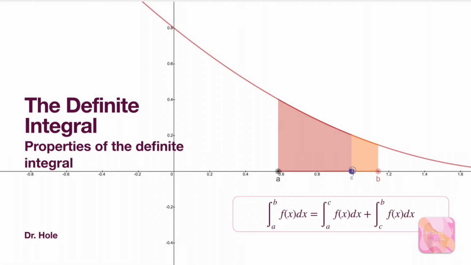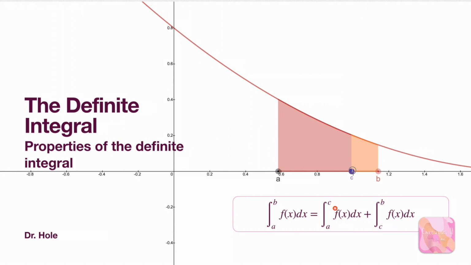Okay, so here is the next property. We are relating one definite integral to the sum of two definite integrals. You want to pay attention to the bounds of integration. On the left is the definite integral from a to b. And then on the right, we're taking the definite integral from a to c, and then again from c to b.